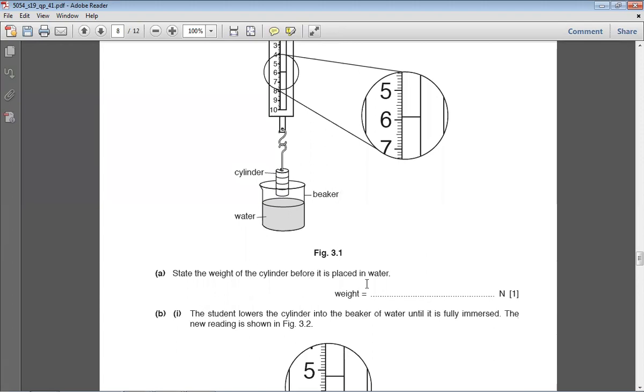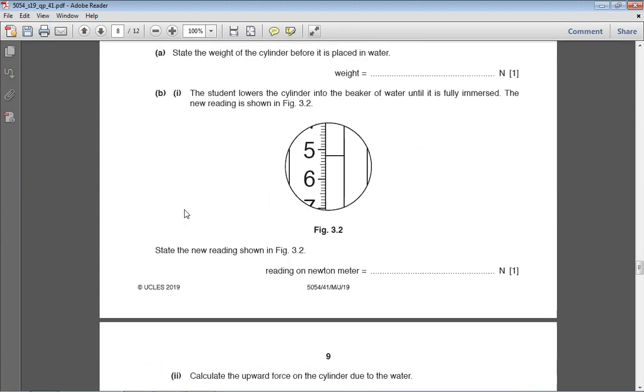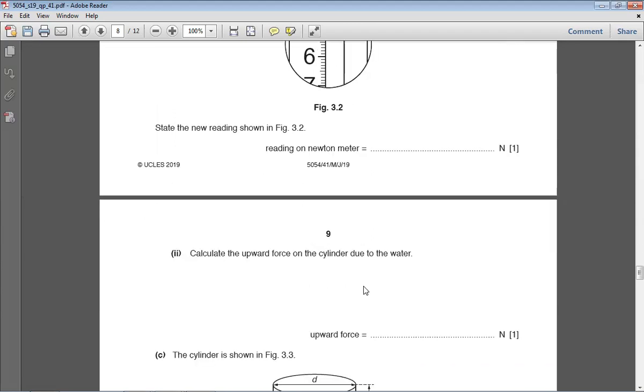State the weight of the cylinder before it is placed in water. That is 5.9 Newton. The student lowers the cylinder into the beaker of water until it is fully immersed. The new reading is shown. Now the reading is 5.2 Newton. State the new reading shown in the figure 3.2. It will be 5.2 Newton.